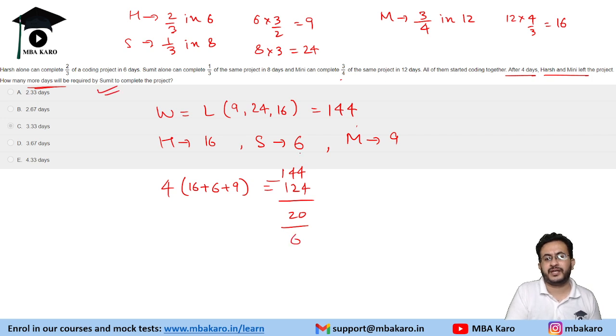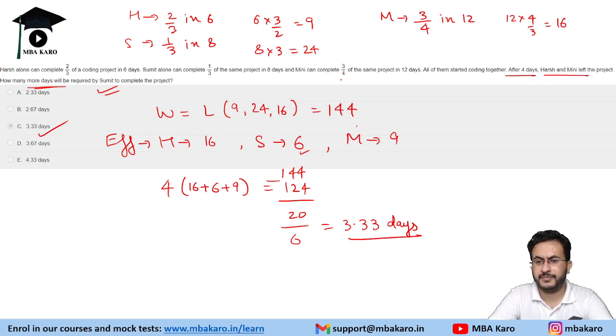So Sumit is working at the rate of 6. This is the efficiency. Sumit is working at the rate of 6. 20 by 6, that is 3.33 days. So remaining work will be done in 3.33 days. So a typical time and work question could have been done easily in the test.